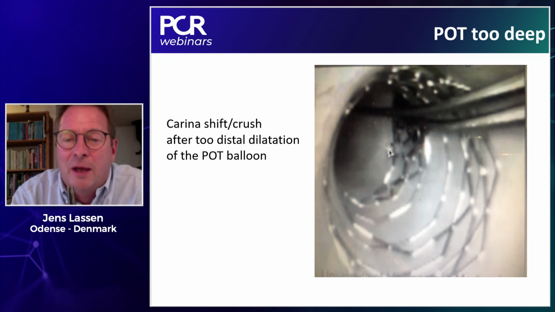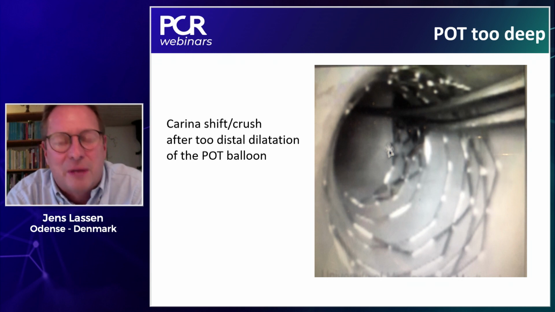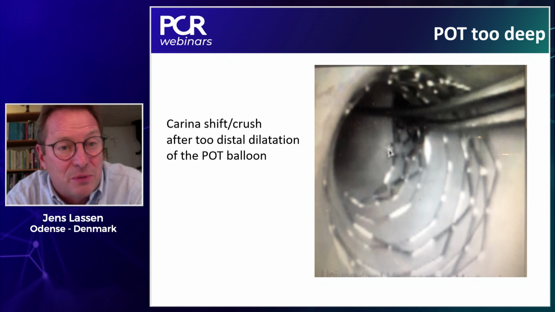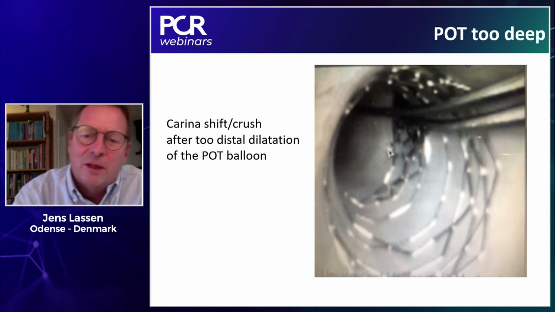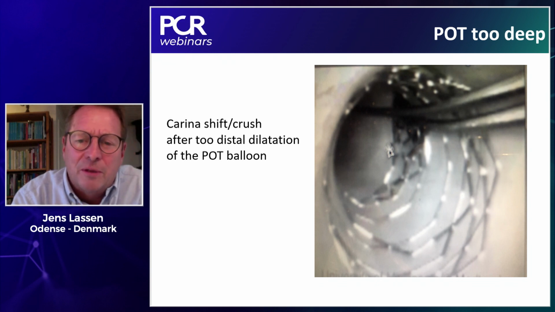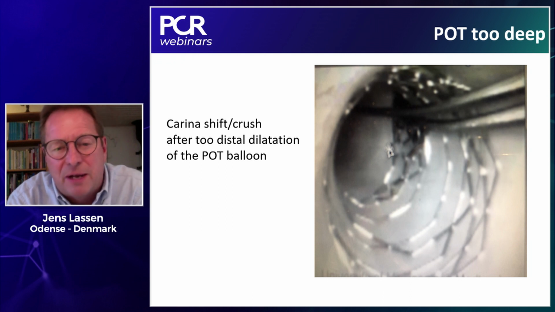So thank you. If we go back to the POT too deep, we can see that here we have another complication, and that is actually that we didn't really have the carina in the middle as we supposed, and it was very, very nicely depicted by Dejan in the cartoon just before. You can maybe also see that there is some gap in the proximal stent part. Bottleneck, it's called, and it's part of the problem as well.